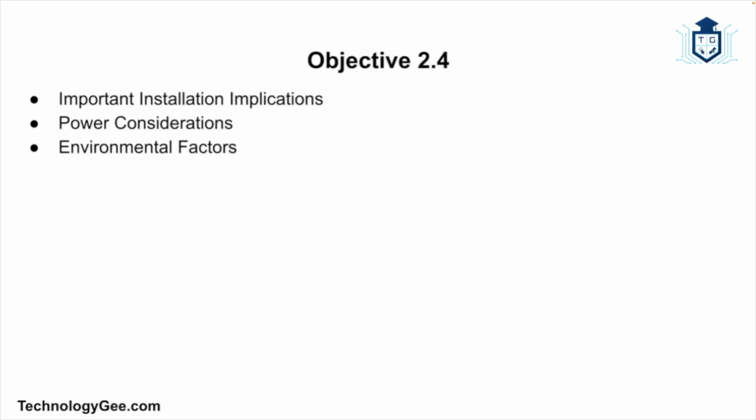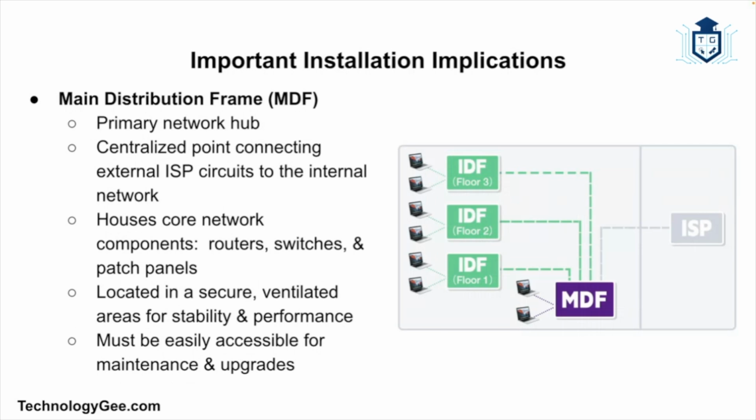Physical network installations are fundamental to establishing reliable and scalable infrastructure. So whether setting up a small or large enterprise network, key considerations such as equipment locations, rack sizes, power management, cabling, and environmental controls play a crucial role in performance and longevity. And in this video, we're going to go over the CompTIA Network Plus exam objective 2.4, focusing on essential factors that impact physical installations. All right, so let's begin by talking about some important installation implications.